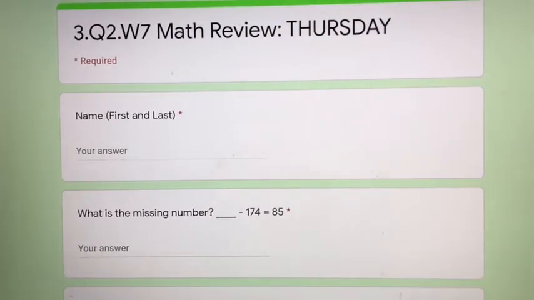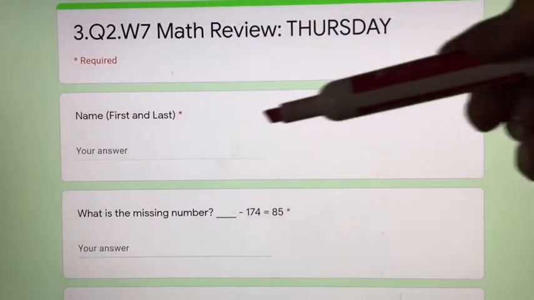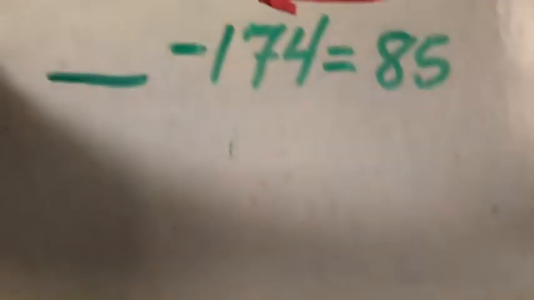The first problem says, what is the missing number? We had one like this yesterday. We're going to solve it the same way. It says something minus 174 equals 85. I know subtraction and addition, if I use the same three numbers, I have a fact family. So if I'm going to solve this, I'm going to go backwards. I'm going to go the opposite way, and to undo subtraction, I'm going to add.